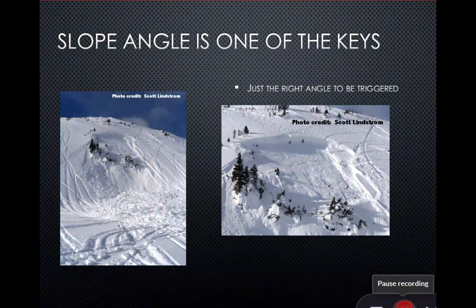And as we can see in this picture, slope angle is one of the keys. You can see that the people ran all over this slope with snow machines until one hit just the right angle, just the right spot to trigger an avalanche in this location.